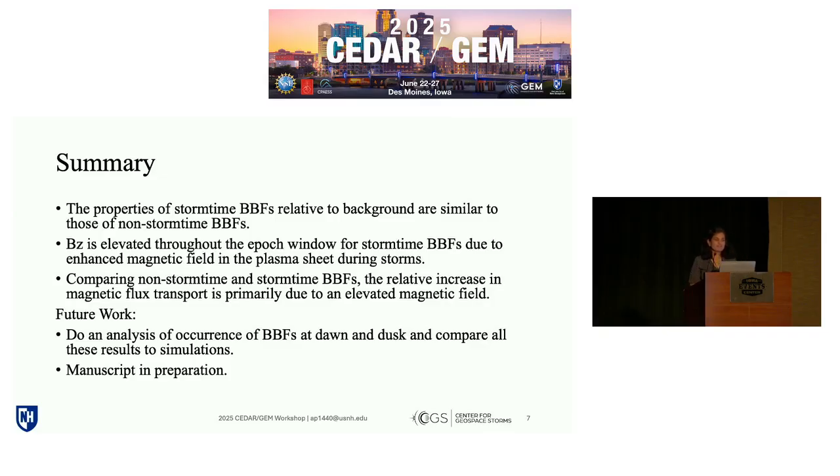Hi, great talk. Just one question about when you're doing all those statistics of your events: are you separating, if you see bursty bulk flows close in, typically you'll see multiple over a storm period. If you see one and a second one in that same storm period, are you separating those or are you combining them both?